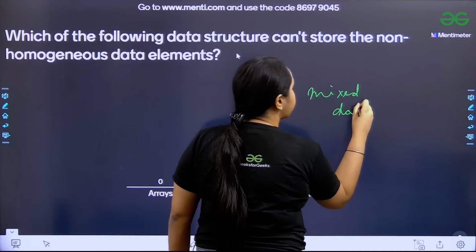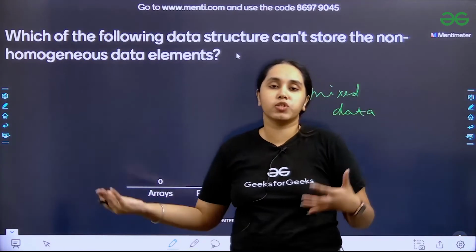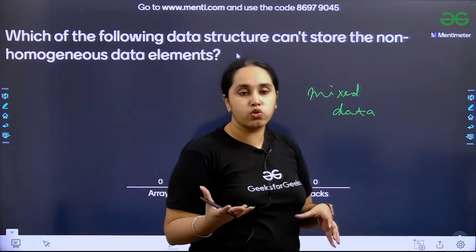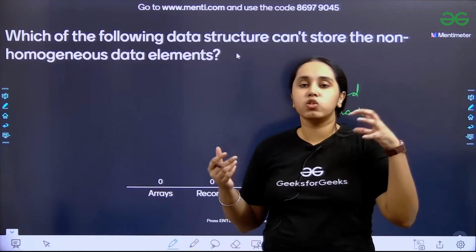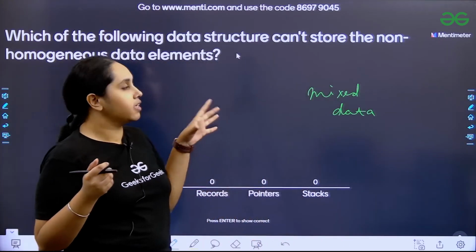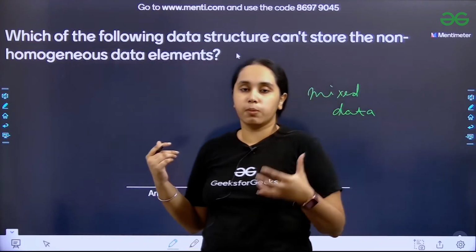By mixed data type, I mean that in the same data structure you are storing integers with string values, or maybe you are storing integers and float values together. So you are mixing data types and storing them together in a single data structure. That is what I mean by non-homogeneous. So you need to tell which of them does not support.